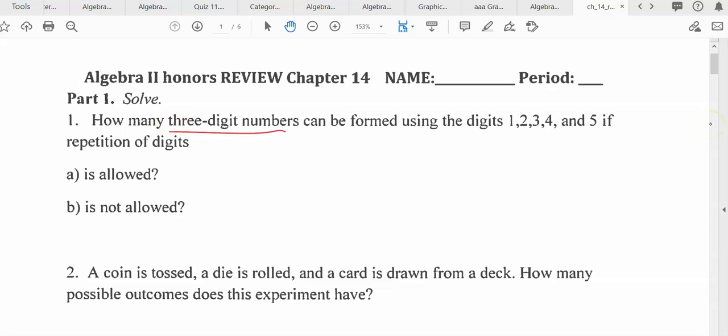We're looking for 3-digit numbers, so there are 3 events here. We're going to multiply. If repetition is allowed, there are 5 different numbers I can choose from, and I can do that 3 times. And so I think that's 125. And if repetition is not allowed, it would be 5 times 4 times 3, 20 times 3 is 60. So I think it'd be 60.